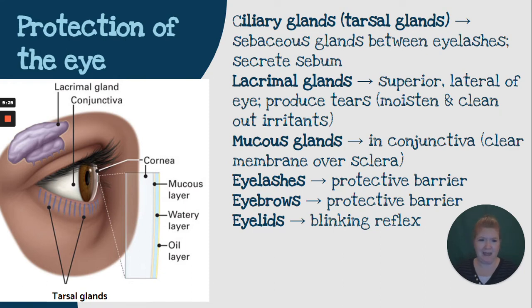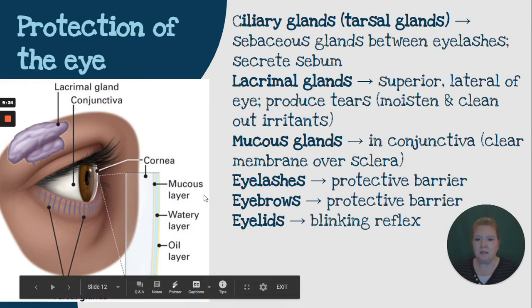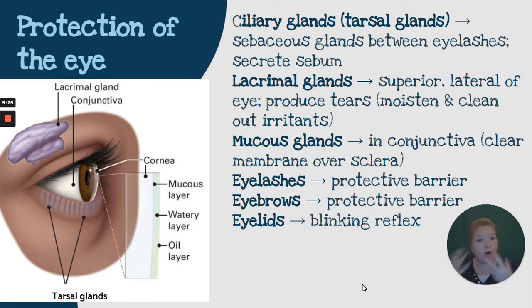So what the heck is that? Well, that's a clear membrane that covers the sclera. And those mucus glands then produce the mucus layer. So truly our tears are a combination of all of those things being secreted. And then we also have additional protection from our eyelashes on the top and on the bottom that provide a protective barrier, our eyebrows that also provide some protection, and then our eyelids, okay, top and bottom, which are responsible for our blinking reflex, but also to help keep our eye moisturized and move those tears around.